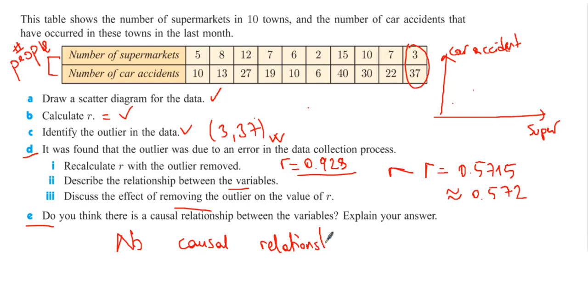If it were a causal relationship, what would we say? The independent variable explains or causes the dependent variable, or the explanatory variable leads to the response variable. Those are just the definitions.